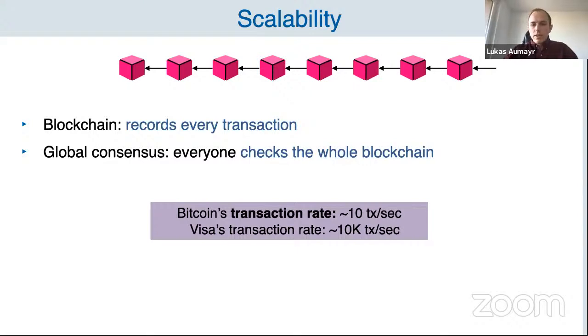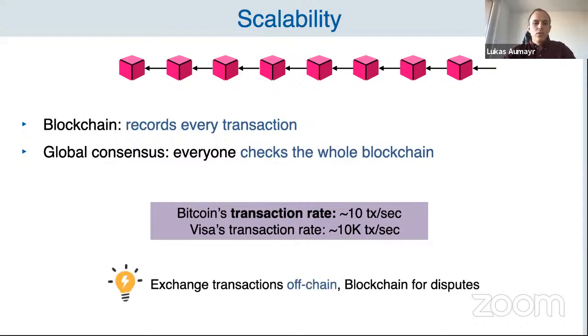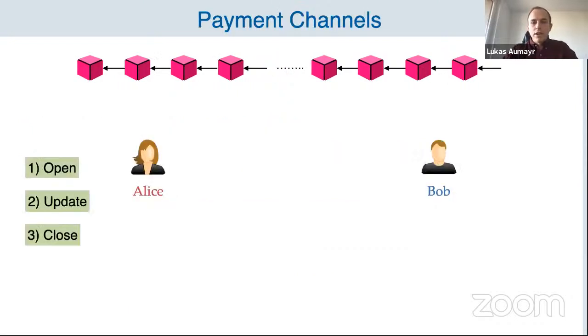One approach to solve this is to move off-chain and not record every transaction on the blockchain. Instead, we keep most of them off-chain and use the blockchain mostly as a fallback in case of disputes. Among these off-chain solutions, payment channels have emerged as one of the more promising ones. Let me briefly explain what payment channels are and how they work.